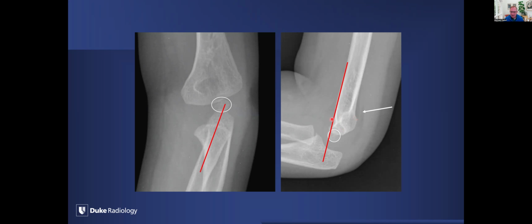And then we draw again, not only on the lateral view, but we draw our radiocapitellar line through the lateral, and then again through the anterior aspect of the long axis of the radius, so we make sure that we don't have a proximal radial dislocation or subluxation.